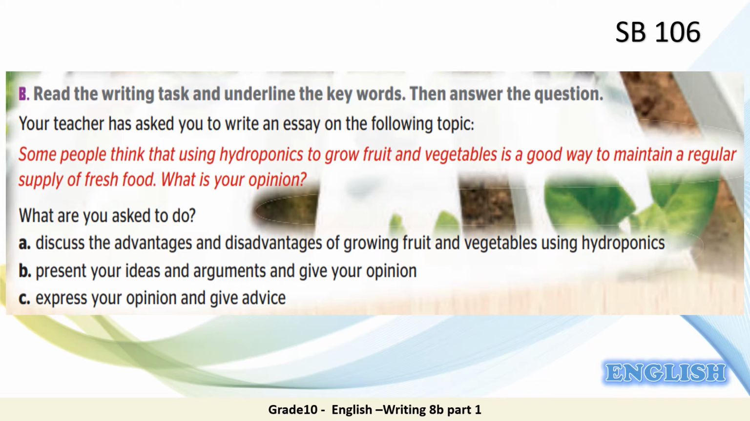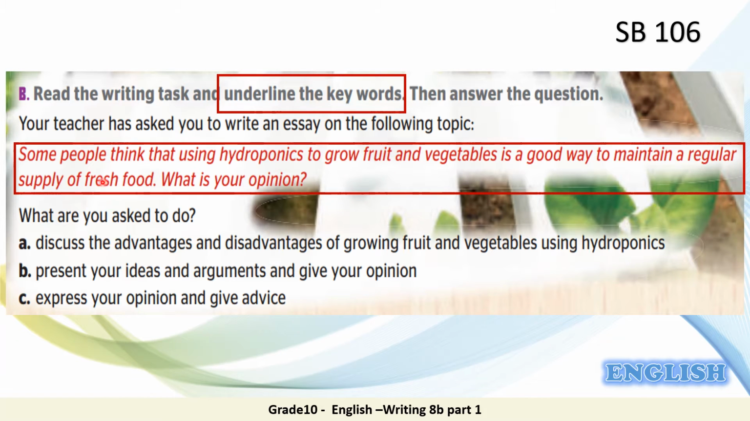Now let's move on to exercise B. You are going to read the writing task and underline the key words. Then you will answer the question. First of all, your teacher has asked you to write an essay on the following topic. Let's look at the topic. Some people think that using hydroponics to grow fruit and vegetables is a good way to maintain a regular supply of fresh food. What is your opinion?